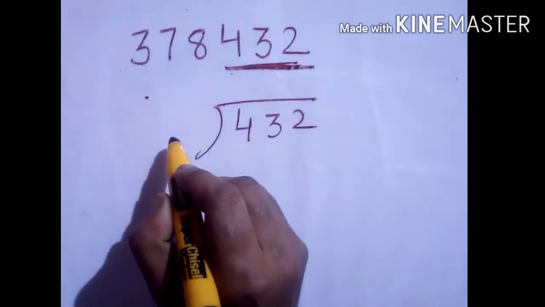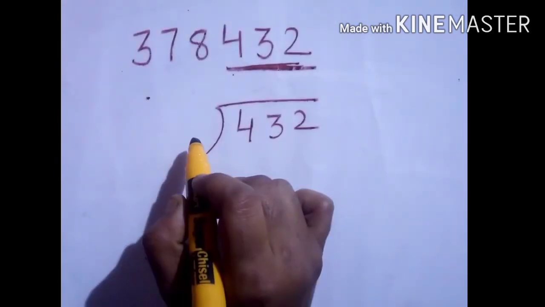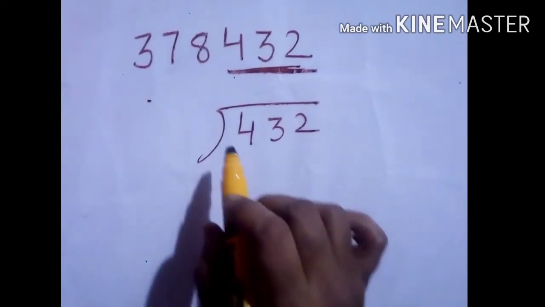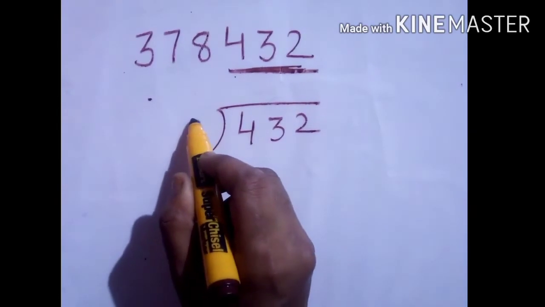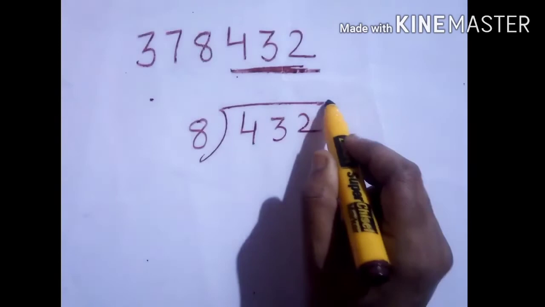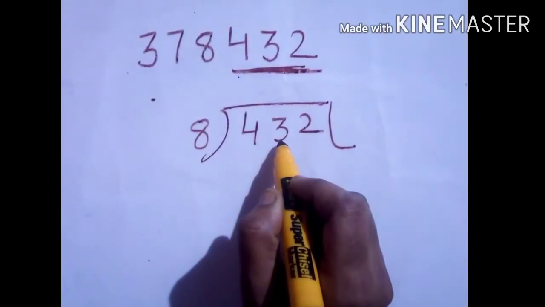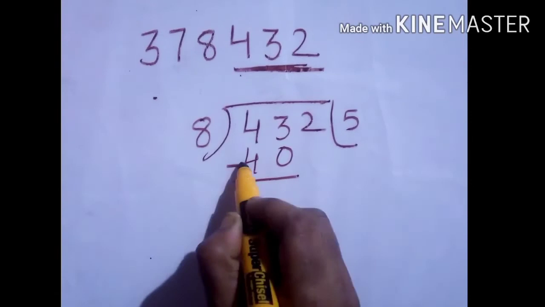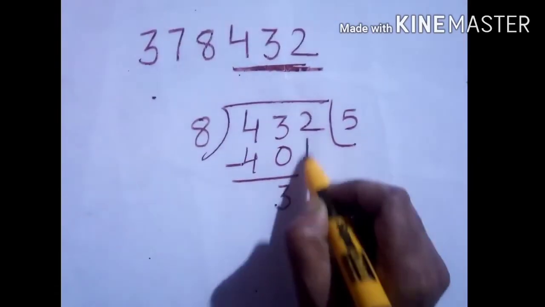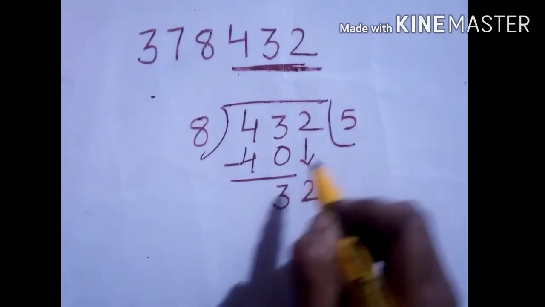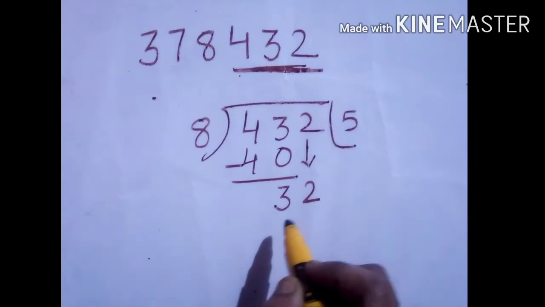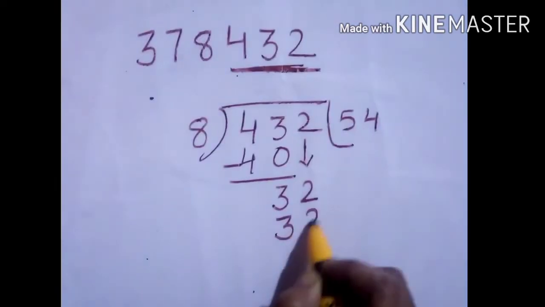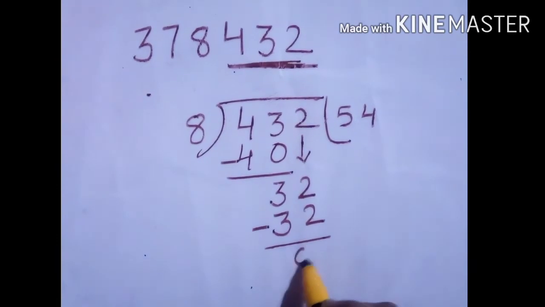As I told you, the number is divisible by any other number only when the remainder comes 0. When the remainder you get 0, the number will be divisible. So let us check. 8 how many times 43? 8 into 5 is 40. So write here 40. When you subtract, you get 3. And bring this 2 down, you get 32. 8 into how many times 32? 8 into 4 is 32. Now when you subtract, the remainder is 0.